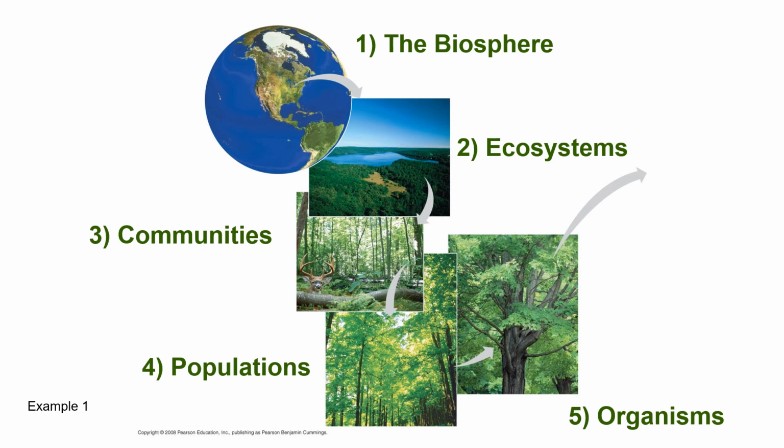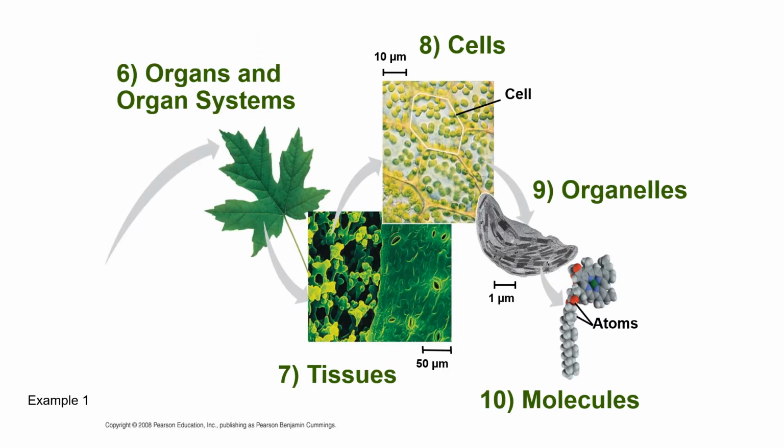Then we get to the organismal level. So the population is all members of the same species. Organisms, of course, are separate living things. Now that tree, as we'll see, consists of many, many millions or billions of cells, but we're looking at just one tree when we talk about an organism. So we've looked at the entire organism. That would be an oak tree, for instance, although in this case we've got a maple tree.